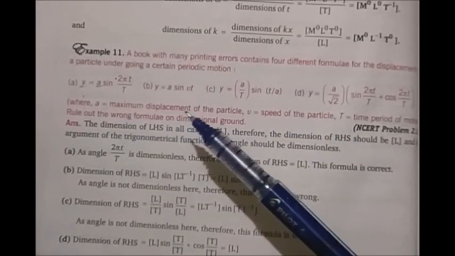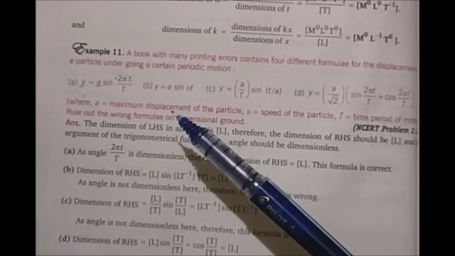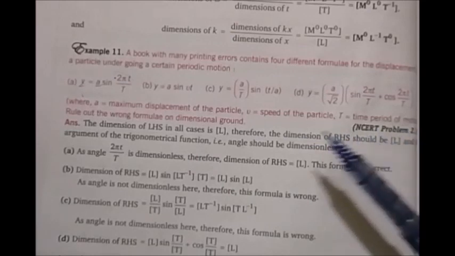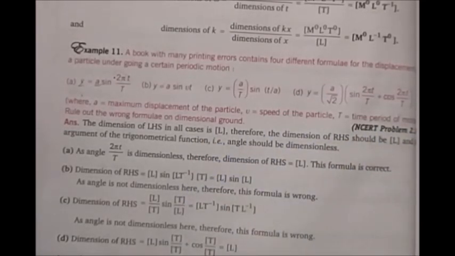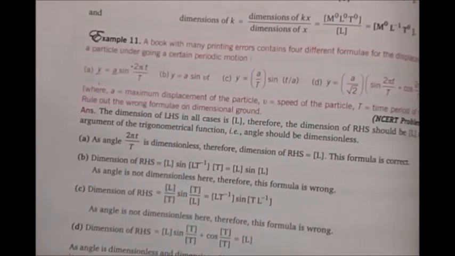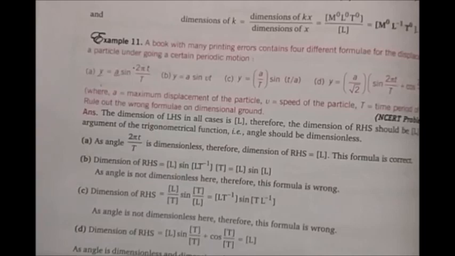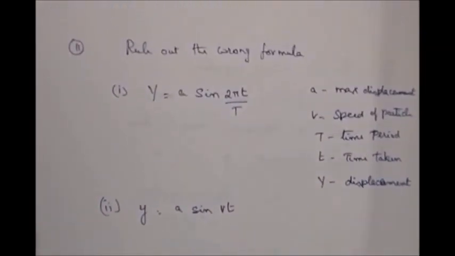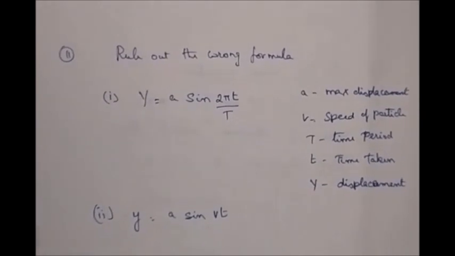A is the maximum displacement, which is called the amplitude. v is the speed of the particle. T is the time period of motion. These three quantities are already identified here. So we need to find out which of the formulas are wrong. I have already written this question: rule out the wrong formulas.